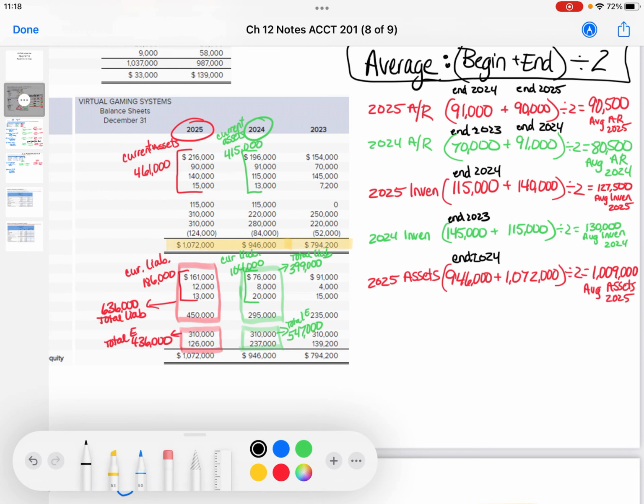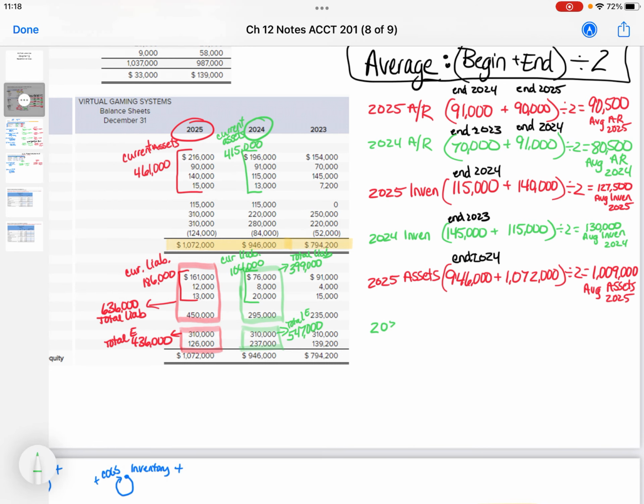Okay, so now let's look at the 2024 assets. If we take the beginning, which is the end of 2023, the end of the prior year, and add to it the end of this year, and then divide this by 2, my average assets is 870,100 for 2024 average assets. Okay, that looks pretty good.